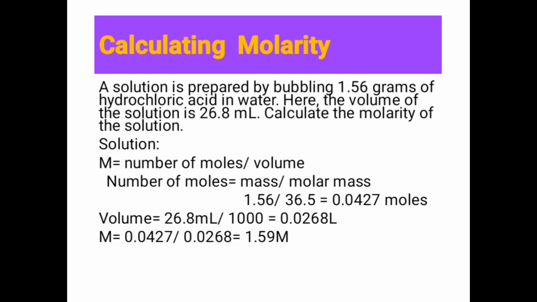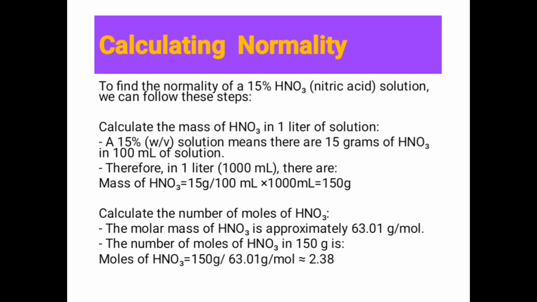0.0268 liter. If you have divided by 1000, then you now find the molarity. That's the n, the amount of substance: 0.0427 over 0.0268. It will give us 1.59 molar. That's how to find the molarity.